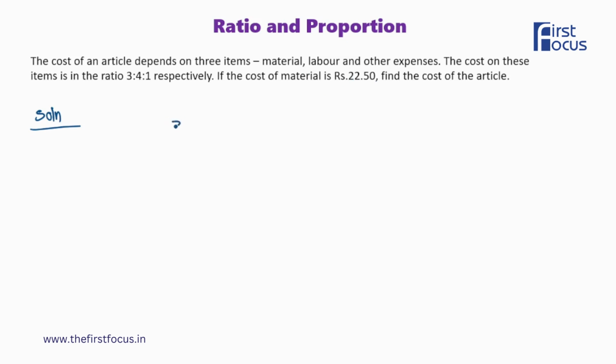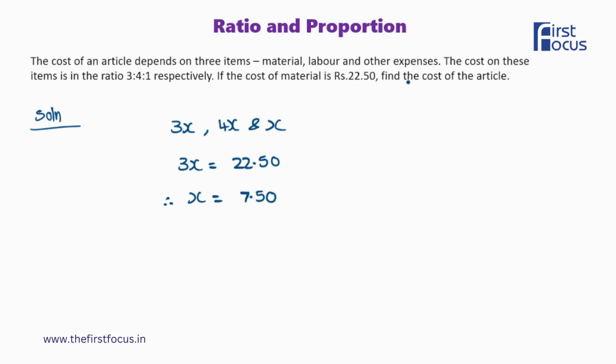So we can write this ratio as 3x, 4x and x. What is the ratio for material? That is 3x. The data given is the cost of the material is 22.50. On equating this, we get the value of x is equal to 7.50. So the value of x is 7.50.